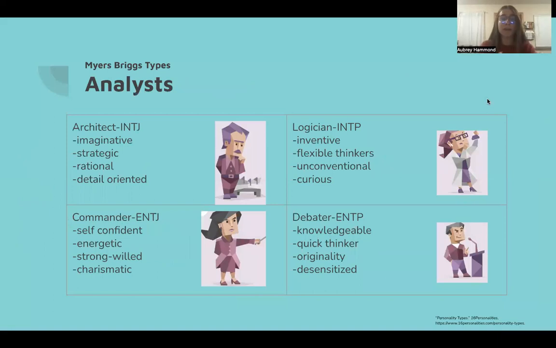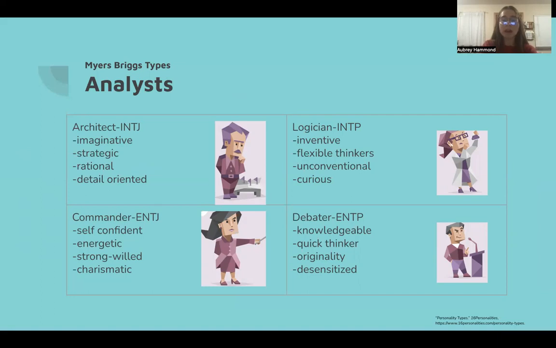So the first big category we're going to go over is the analysts. Within the analysts, we have four: the architect, the logician, the commander, and the debater. Architects are INTJ, which are imaginative, strategic, rational, and detail-oriented people. The logician, which is INTP, are inventive, flexible thinkers, unconventional, and curious people. The commander, which is ENTJ, are self-confident, energetic, strong-willed, and charismatic.